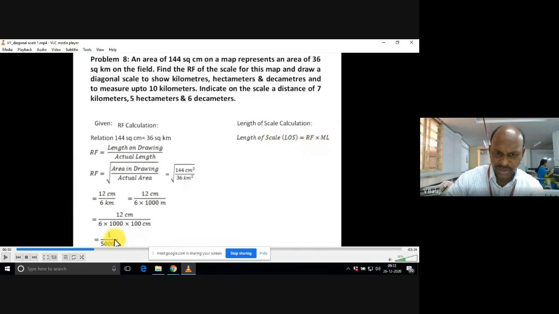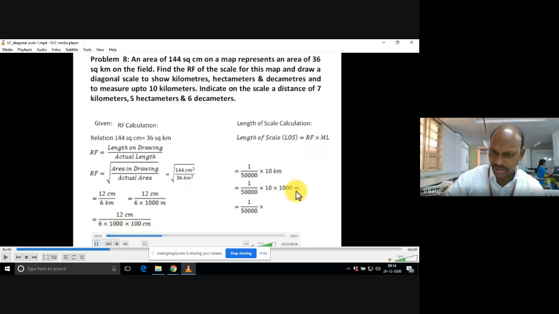This is a very common procedure, even when we are applying it for the diagonal scale. We are doing the diagonal scale now, not the plane scale. Why this diagonal scale concept has come, I will explain. Just calculate the length of the scale by multiplying RF with the maximum length. What is the maximum length required in the given problem? 10 kilometers. Very good, 10 kilometers.